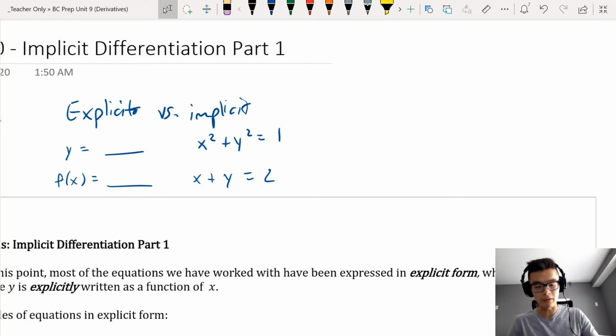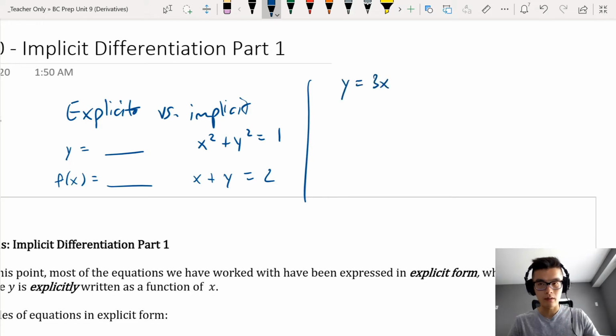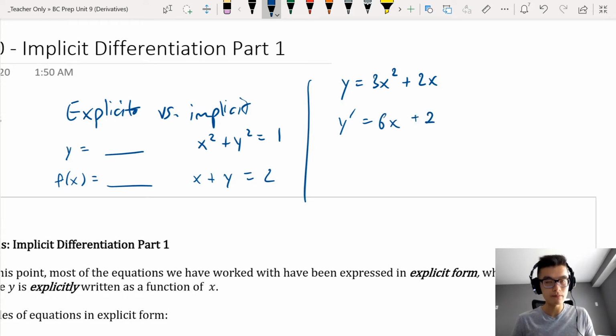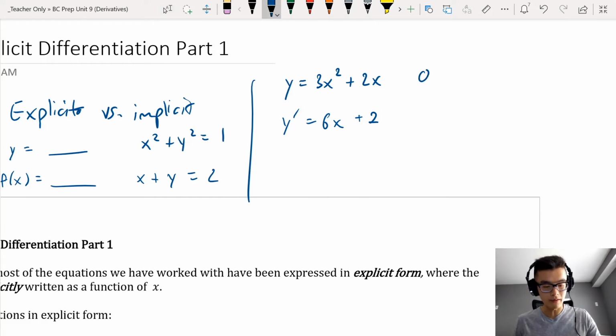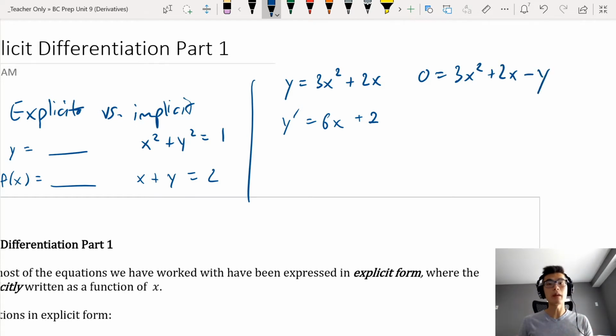So for the explicit example, let's just do a really simple one: y is equal to 3x squared plus 2x, something like that. When we derive this, we know it's just y prime equals, okay, let's use the power rule here, so 6x, and then that just becomes 2. Easy, right? What I'm going to do now is completely rearrange this so that the y and the x's are on the same side. Again, same exact equation as the one on the left that I just did, just reordered.